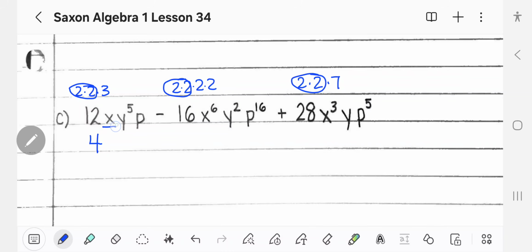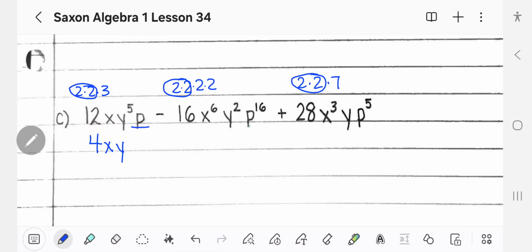All right, let's look at our variables. I've got an x, x to the 6, x cubed. It's going to have an x. Now I'm going to look at our y's. Y to the 5th, y squared, y. It's just going to have a y. It's the highest that they all have.